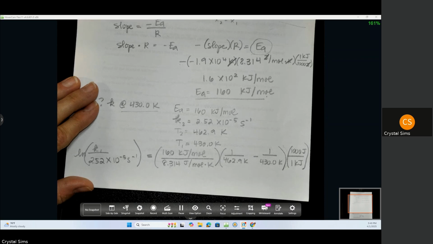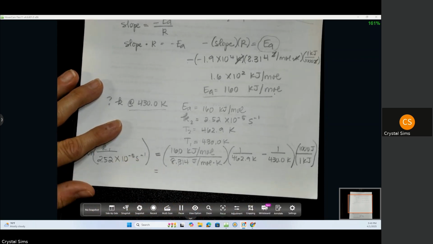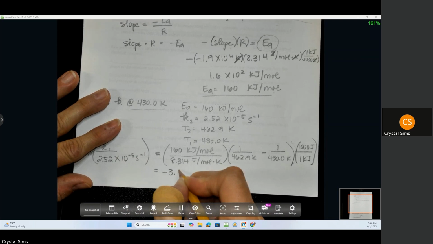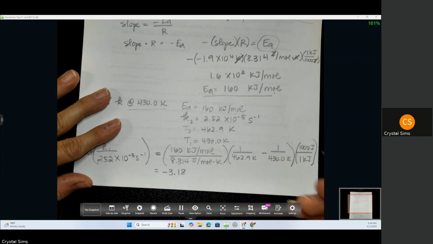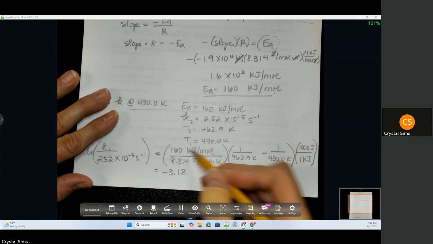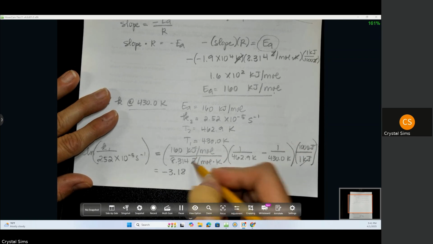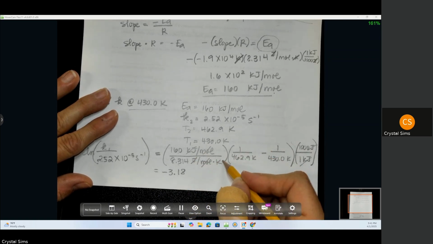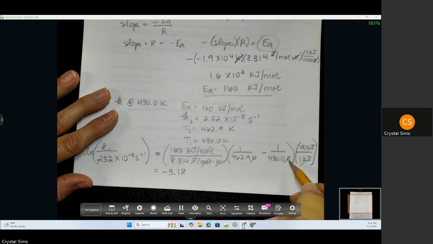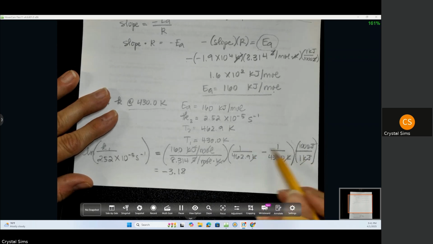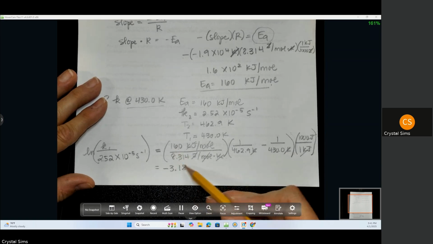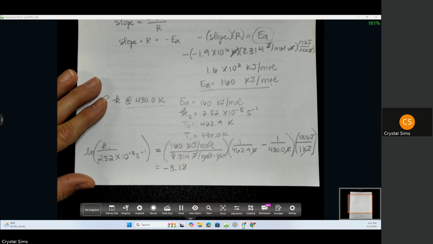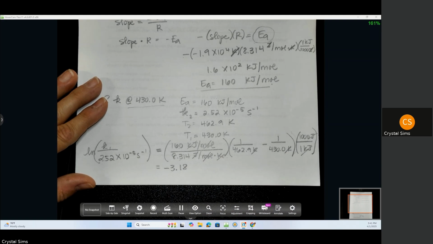And so this second part here equals negative 3.18 because our kilojoules cancel, joules cancel, my mole cancels, and then my Kelvin cancel. And you think, well, wait a minute, you've got two, but when we subtract this, we only have one, right? And so that Kelvin will also cancel. So our answer here on this side of the equation is negative 3.18.